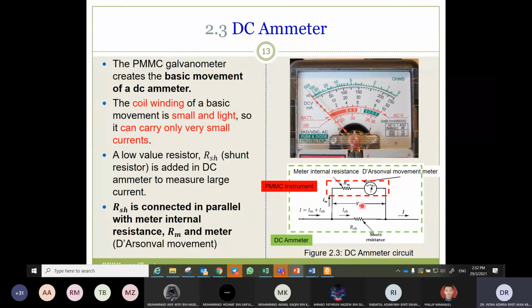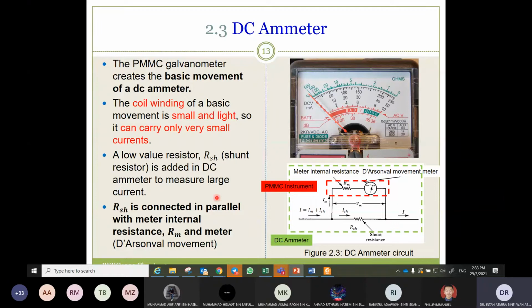R shunt is connected in parallel with the meter internal resistance Rm. So Rm is the internal resistance of the PMMC. This is the PMMC. The PMMC consists of Rm and Im. So this is the total current that flows through the ammeter. Here it divides. Im is the current that flows through the PMMC or the observer meter.